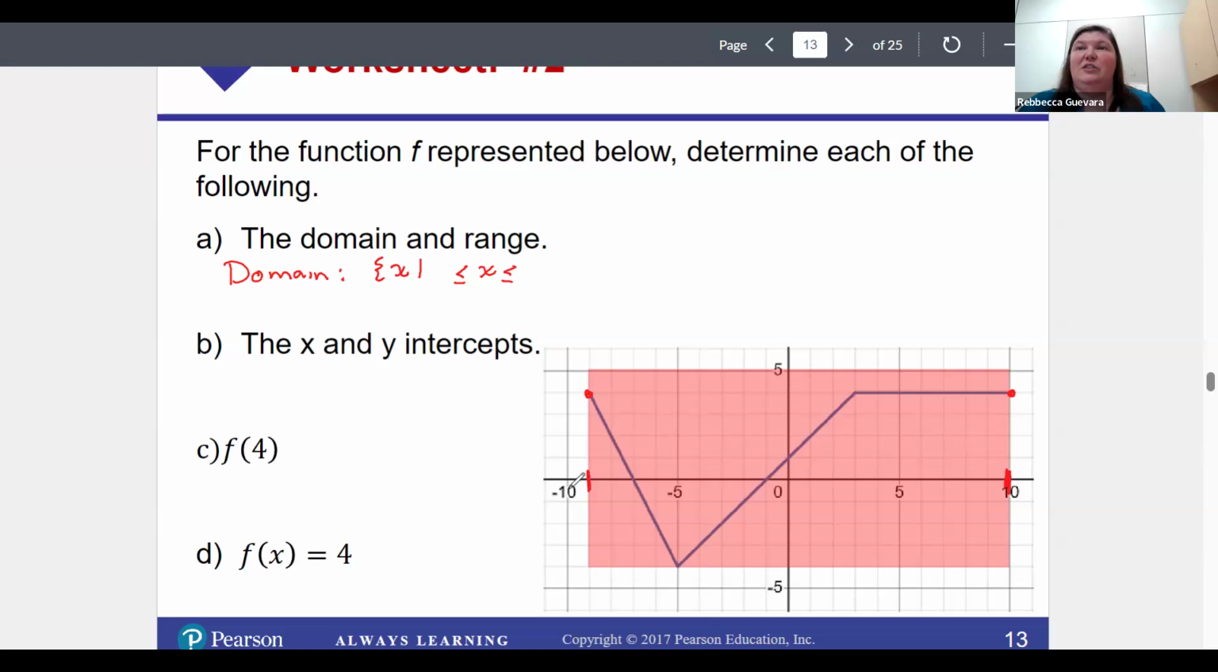We see the smallest we get, if you need to count it, is -5, -6, -7, -8, -9. It's my smallest. My largest possible value for my x's is 10. So remember, you're always writing things in numerical order, from smallest to largest. Smallest number first, largest number second.